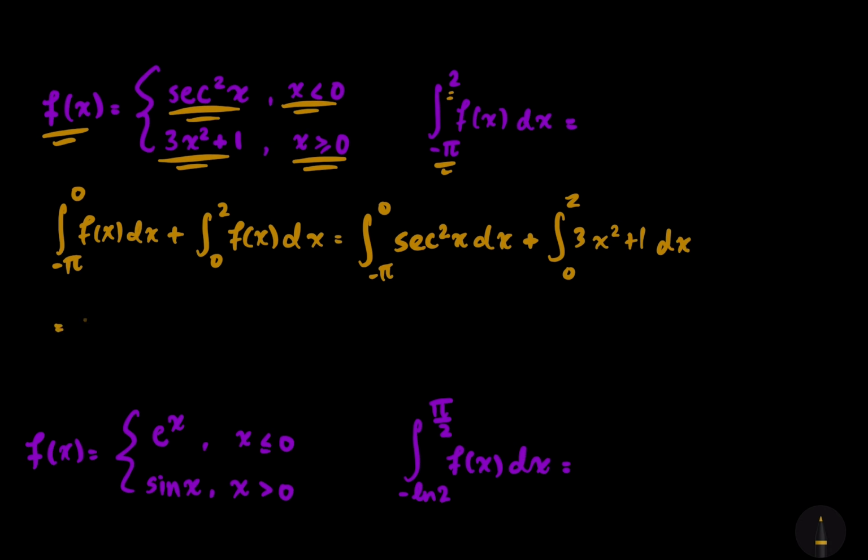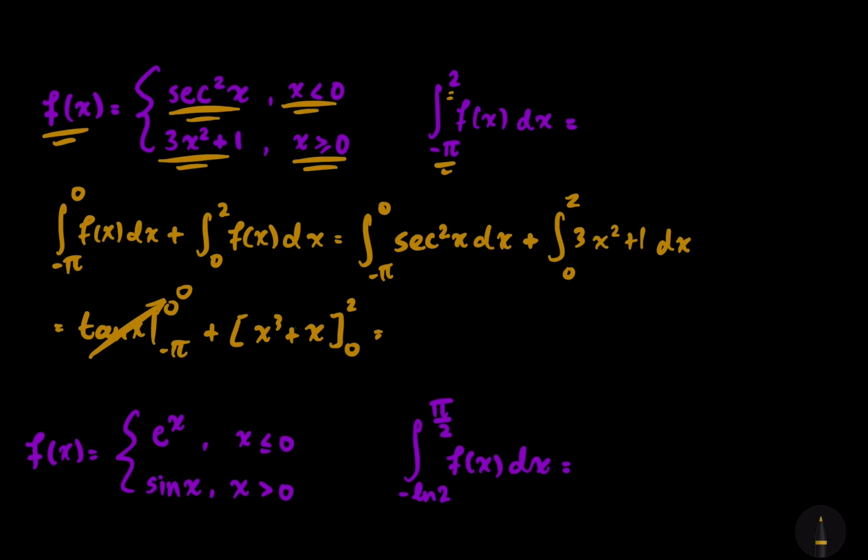The integral of secant squared of x is just tangent of x, evaluated from negative pi to 0, plus the integral of 3x squared plus 1, which is x cubed plus x. We don't need the plus c because it's a definite integral, evaluated from 0 to 2. For tangent of x, we evaluate tangent of 0 minus tangent of negative pi. Tangent of 0 is 0. Tangent of negative pi is the same as negative tangent of pi, and tangent of pi is equal to 0. So this entire term becomes 0, which is a very nice simplification.